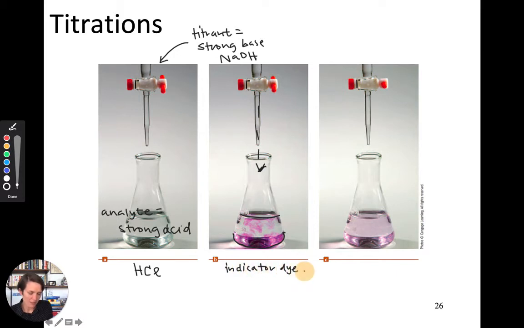And an indicator dye is going to be a chemical compound that changes color at a certain pH. So in this case, our indicator dye is phenolphthalein, and it is going to turn pink when it is in a basic solution. So here we would have the endpoint of our reaction, which is the point at which that indicator color stays. So at this point, this solution is going to be just slightly basic. So our endpoint is always just past this equivalency point.